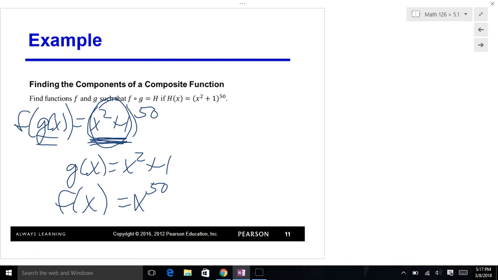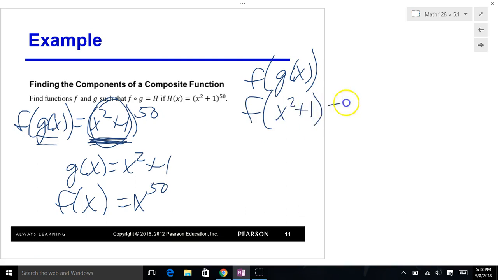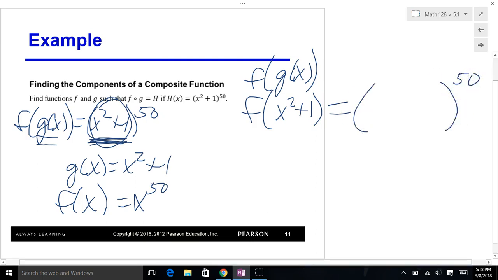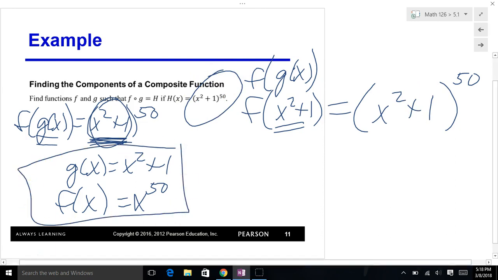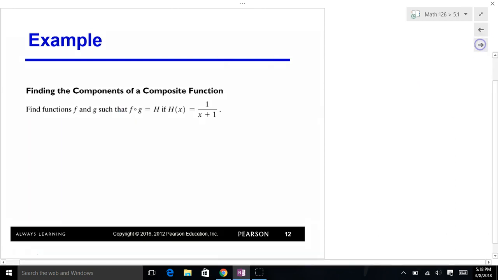And that would be one that would work. This is, by the way, not the only one. I'm sure you could probably think of some other ones, but let's go ahead and check it. F of g of x. So our g here we're claiming to be x squared plus 1, and now we're going to throw it into f, and our f is x to the 50th. X to the 50th. Who goes in? Our g. X squared plus 1. Is that what we started with? You bet it is. So there's an f and a g that works for us.